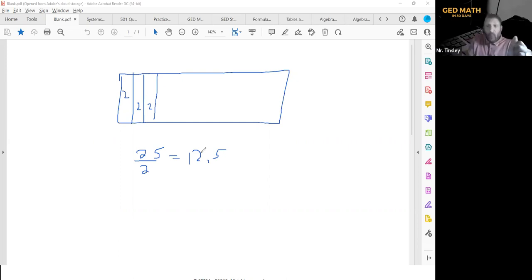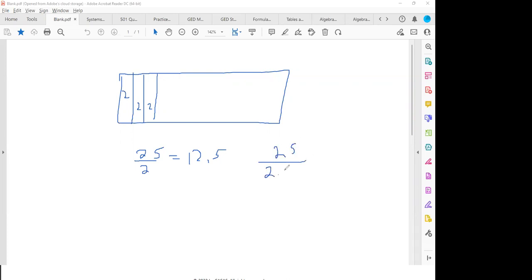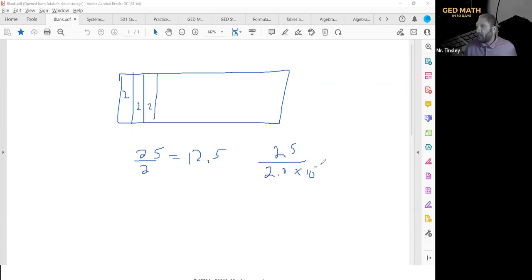That's how he got it, because he said, well, I need to multiply. No, how you really do it is you define the correct answer. You've got to divide. Once you know the operation, then you do 25 divided by 2.0 times 10 to the negative fourth, and then use your calculator.